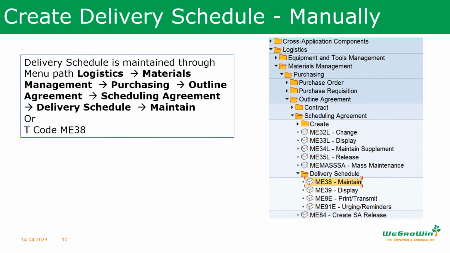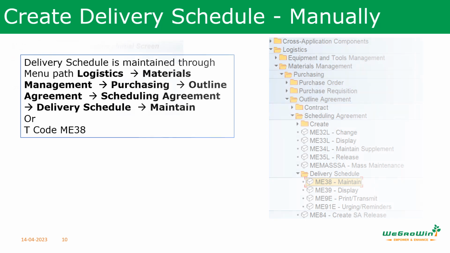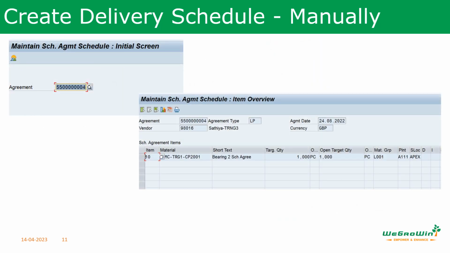After creating the scheduling agreement, the delivery schedule has to be maintained. To maintain the delivery schedule for the material in the scheduling agreement, transaction ME38 is used, or the menu bar shown here can be used. Enter the scheduling agreement number and press enter. Line items in the scheduling agreement are displayed. Now select the line item and press the delivery schedule icon, which is shown here in the circle.